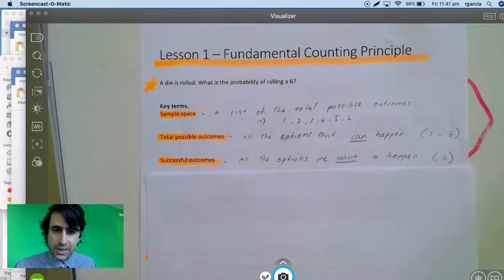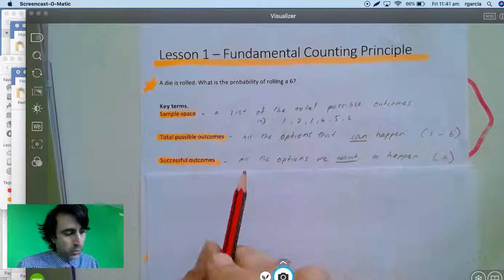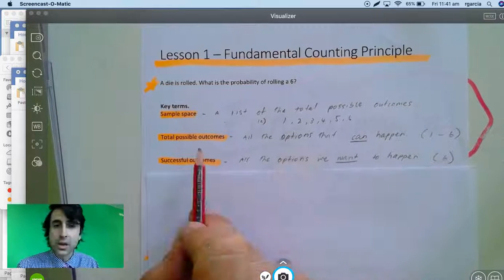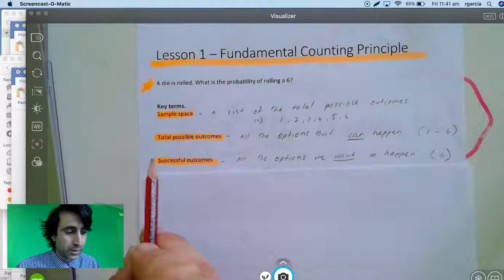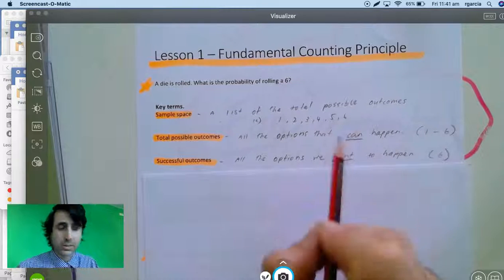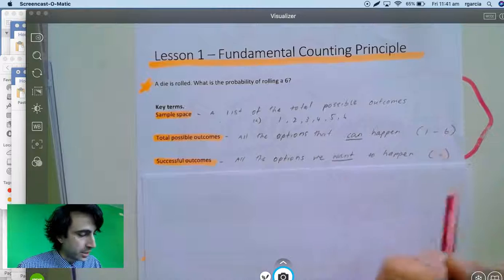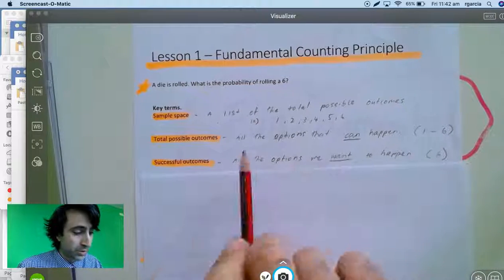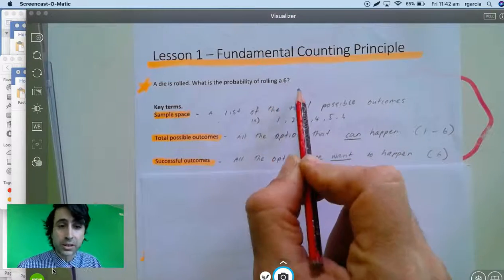Total possible outcomes and successful outcomes are things that we're going to say often. The reason being is it's looking at all the options that can happen or all the options that we want to happen. So in this case, the total possible outcomes for rolling a die is 1 right through to 6. It's the sample space, but there's 6 possible outcomes in this case, 1 through to 6. But the only outcome we want, or the successful outcome, is the one that meets the criteria. In other words, that rolls a 6.